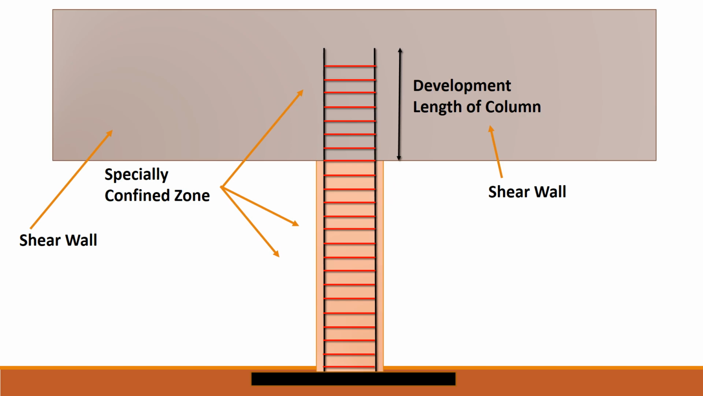Further, if the column is now connected to a shear wall, in that case the column reinforcement is to be taken into the shear wall up to a length equal to the development length of the bars. Now this whole column has to be specially confined. The reason for that is that this becomes a case of a cantilever column, and in that case the whole of the column is under large plastic deformations. Thereby the whole of the column has to be specially confined.